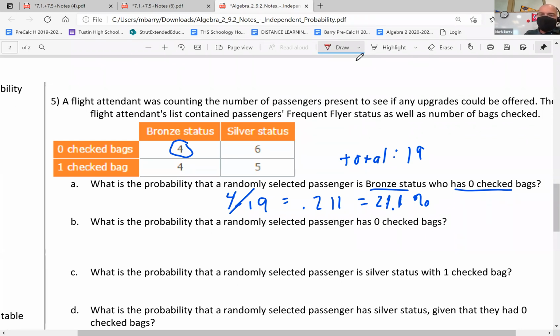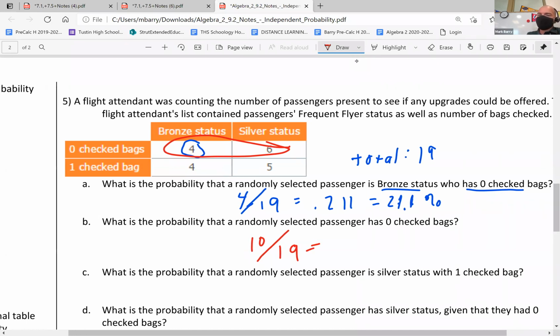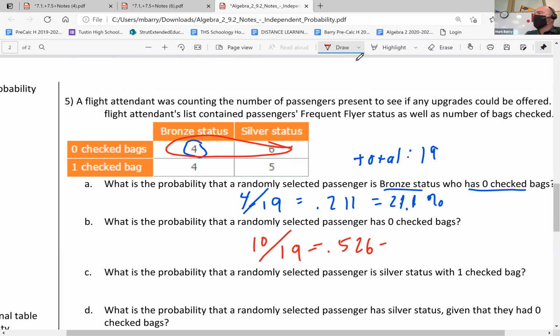All right. Next question, what is the probability that a randomly selected passenger has 0 checked bags? So for this one, 0 checked bags could actually be either of those two, right? So I would say this one, our numerator is 10. And again, out of the total of 19. So that would be 0.526 or about 52.6%.